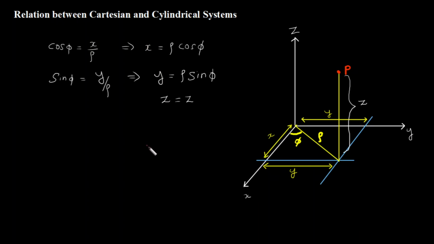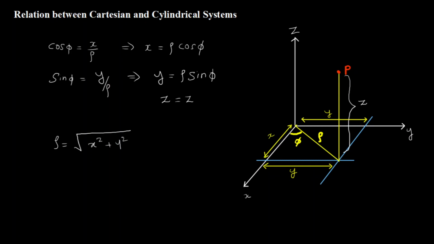Now the other way around. If x, y and z are given to you, how to locate that point in cylindrical coordinate system, that is how to find rho, phi and z. I'll be using the same geometry. As I told you, this is a right angle triangle and this is the hypotenuse. So I need to find this hypotenuse rho if I know x and y. I'll be directly applying the Pythagoras theorem. So rho is the square root of x square plus y square.